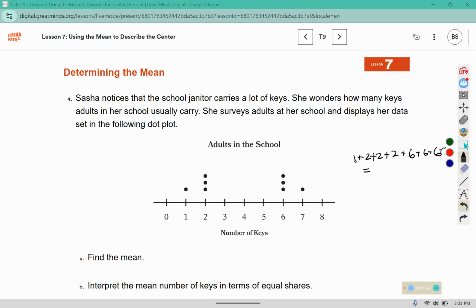When we add all those together, that's 3, 4, 5, 6, 7, plus 6 makes 13, 19, 25, and 25 plus 7 is 32 keys for all of the adults. But there are 1, 2, 3, 4, 5, 6, 7, 8 adults. So 32 keys shared amongst 8 adults is 4 keys per adult.